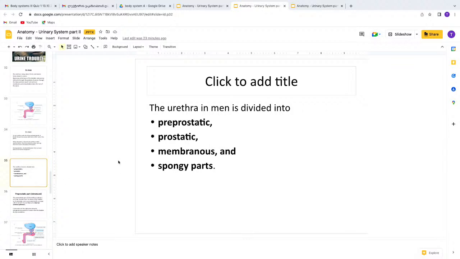The urethra in men is divided into several parts, and we already mentioned which parts. It has a prostatic part, membranous and spongy part. Now let's discuss all of them step by step.